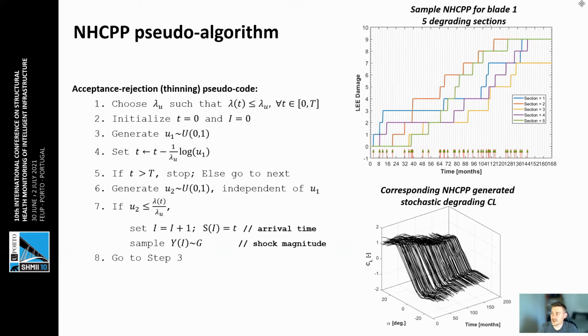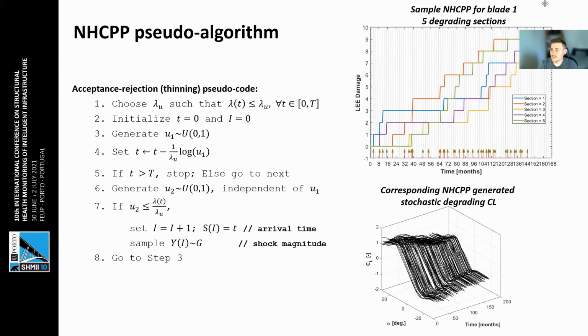At the bottom here, I've shown how the lift coefficient of a section degrades over time. Now you can see that the degradation is more prominent at higher angles of attack where the lift coefficient is high.